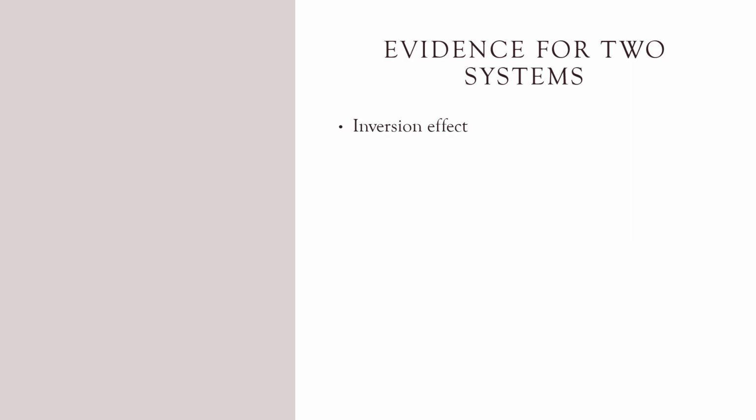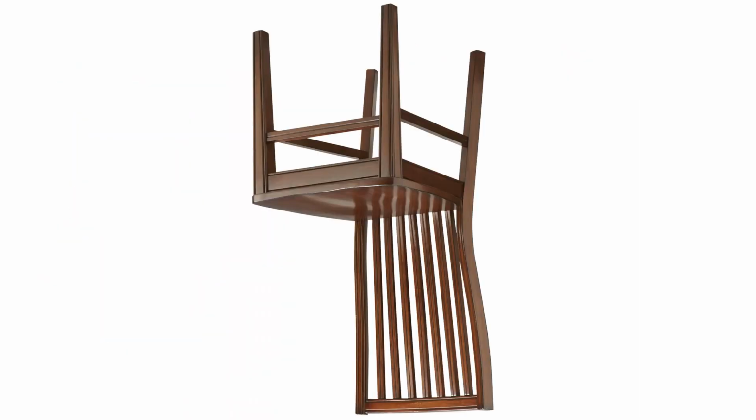So one of the pieces of evidence that we have these two different systems for objects and faces is what's called the inversion effect. And the inversion effect just refers to the fact that if you flip a face upside down, it's going to be very difficult to recognize, and it's going to take a lot longer for your brain to recognize it. But if you flip an object upside down, typically you don't have that same effect. You can still recognize it just as quickly and just as easily. So here's an object upside down. You can tell immediately that's a chair.